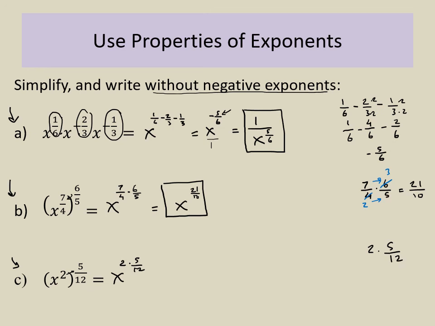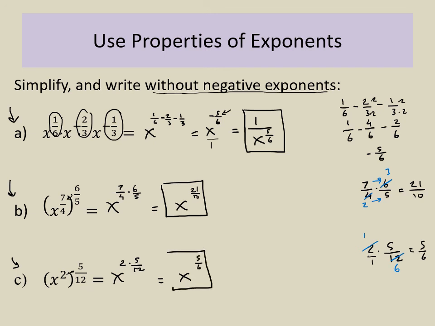How do I do that? Well, if it makes me feel better, I can put this 2 over 1, and then I can multiply the two fractions as I normally would. First, you can reduce. This time is easy. 2 divided by 2 is 1. 12 divided by 2 is 6, and that gives us just 5 over 6. And that would be our final answer, x to the power of 5 over 6.